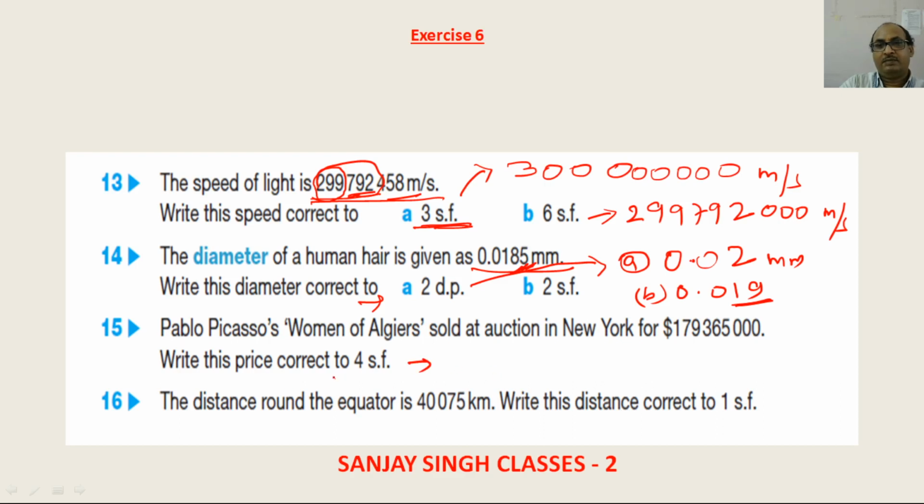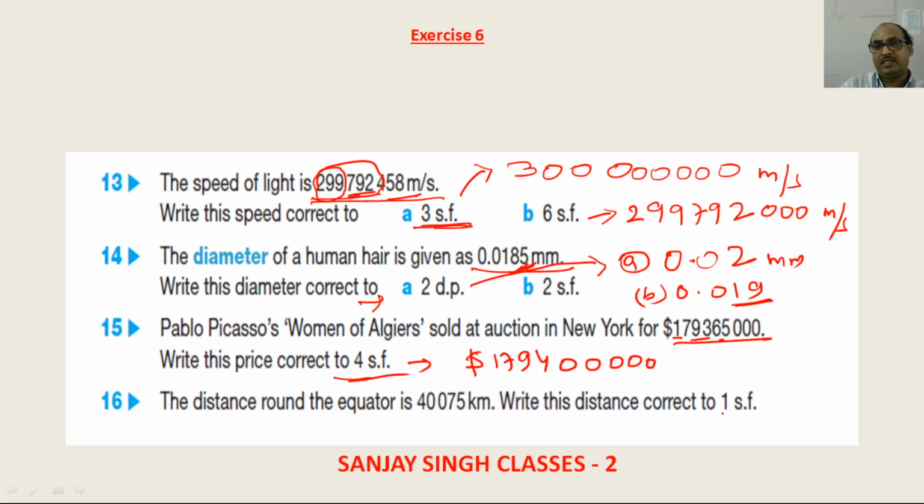Similarly for this, write this price correct to 4 significant figures. So 4 significant figures means 1793, and this 6 will make this 3 increase by 1. So it will become dollar 1794, and then remaining will become 0. So 179400 and this much.